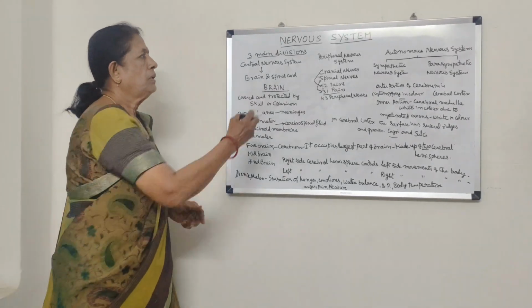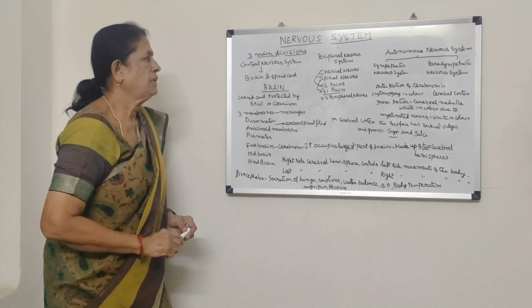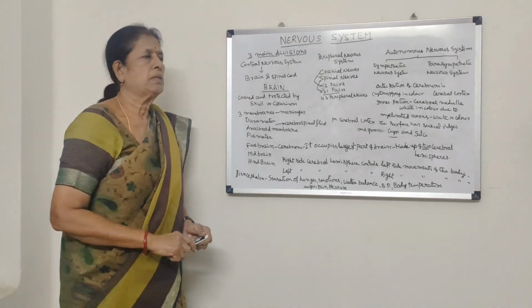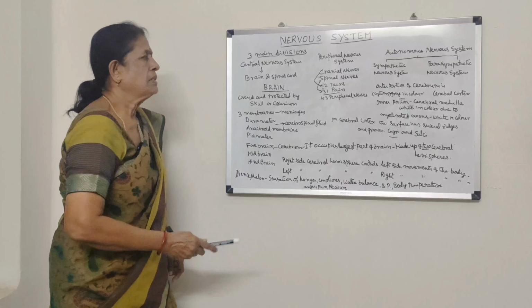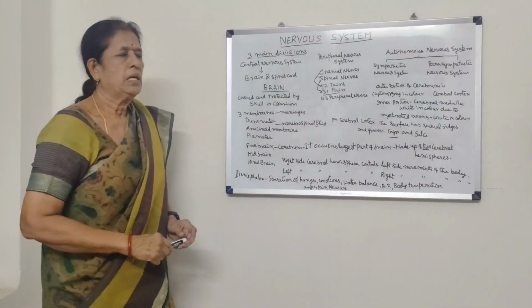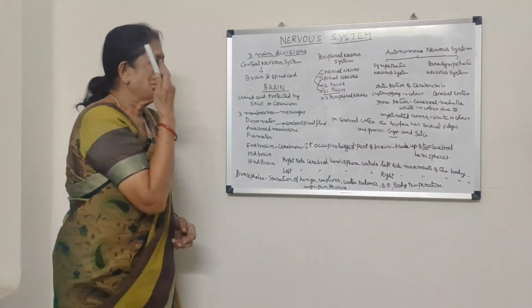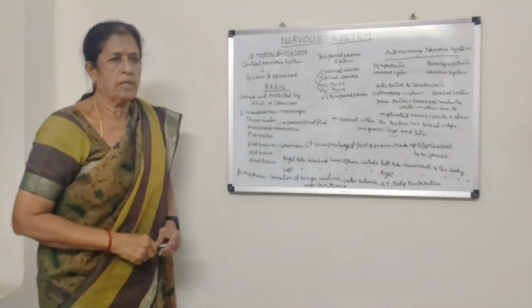And now we shall move on to the nervous system. The nervous system has three main divisions. So what are the three main divisions of the nervous system? Central nervous system, peripheral nervous system, and autonomic nervous system. First we shall deal with the central nervous system. The central nervous system includes the brain and spinal cord.